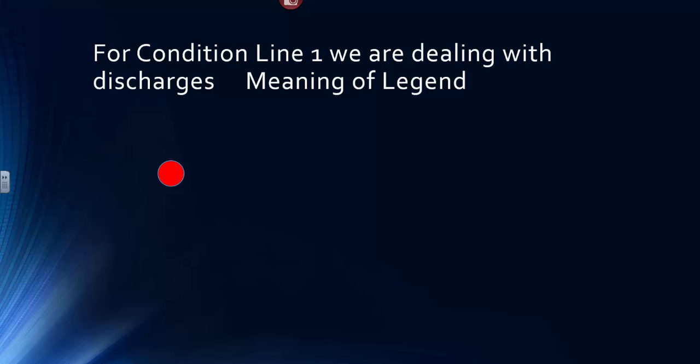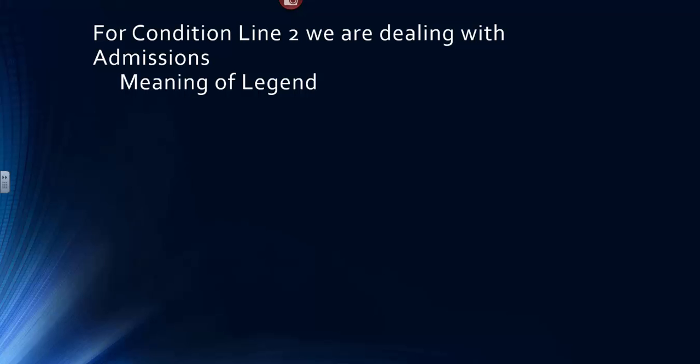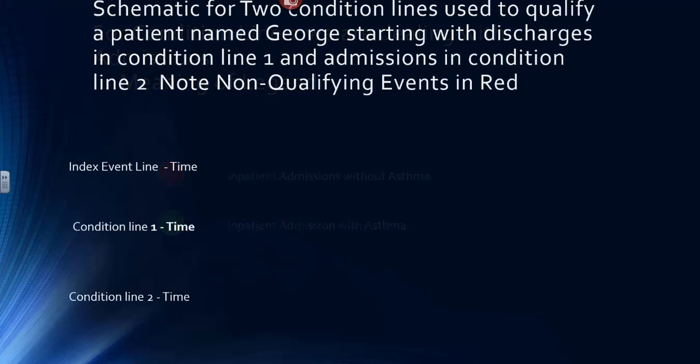In line 1, we're dealing with discharges, so the legend means red, inpatient discharge without asthma; green, inpatient discharge with asthma. Line 2, we're dealing with admissions, so the meaning of the legend is red, inpatient admission without asthma; green, inpatient admission with asthma. Now, as you can see, the first discharge in the cartoon representing condition line 1 is red, so it was non-qualifying. The first admission in condition line 2 is without asthma and also non-qualifying.